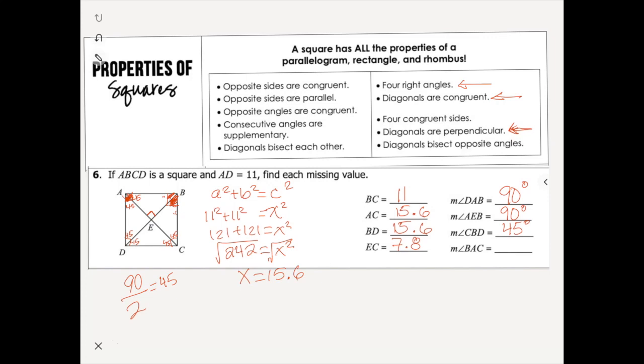This has to be 90. That has to be 90. This has to be 90. These are just 90 degrees. This is 90. This is 90. This is 90. This is 90. So if you want to write this down, this will help you remember the value for the measures inside of a square. And this is always going to be the case. This is always going to be 45, 45, and there will always be 4 right angles. So BAC is 45 degrees.